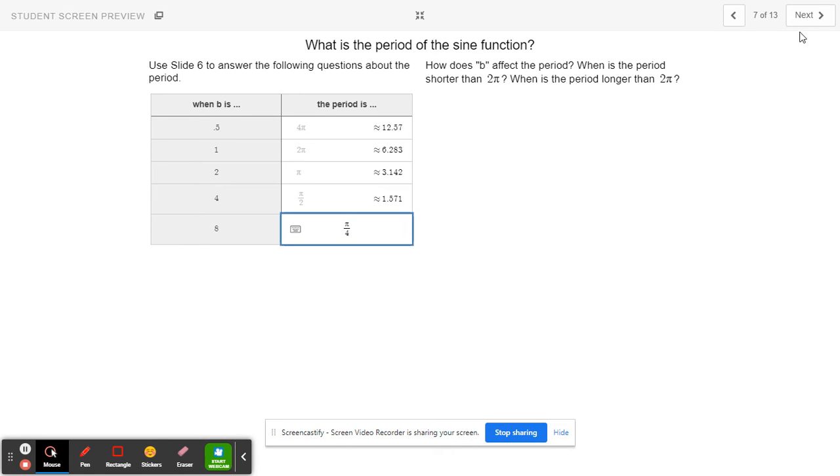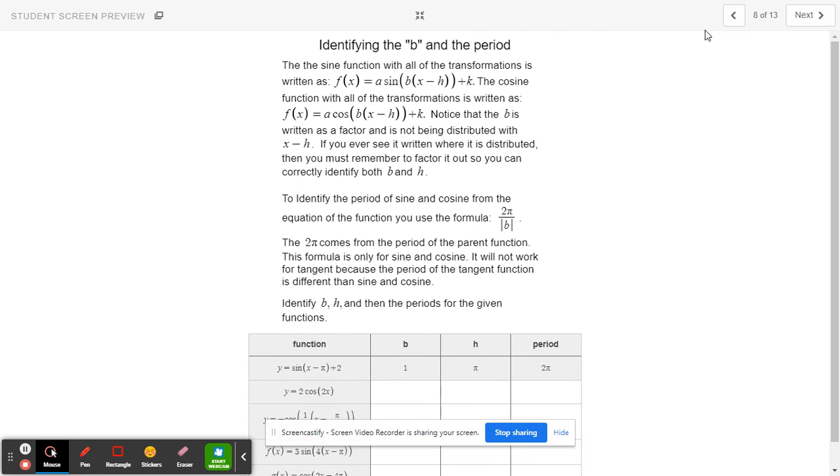All right, so got some stuff here for your notes. The sine function with all the transformations is written like that, cosine the same way. Notice that the b is written as a factor and is not being distributed with x minus h. So it's b times x minus h. b is a factor, x minus h is a factor. They did not multiply them together to get bx minus bh. They left it in factored form here.